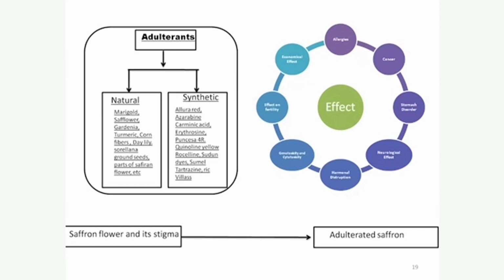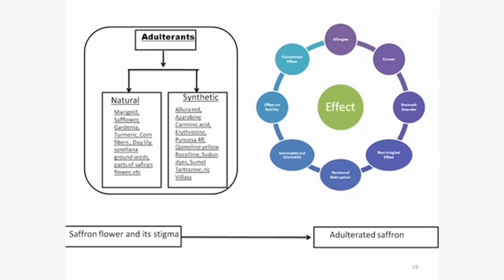And there are various side effects of adulterated saffron. Adulterated saffron causes various effects in cell lines and animal models, like allergies, developmental toxicity, genotoxicity, and cancer. It also has neurological effects and hormonal disruption, greater effects on fertility, and it will cause stomach disorders.